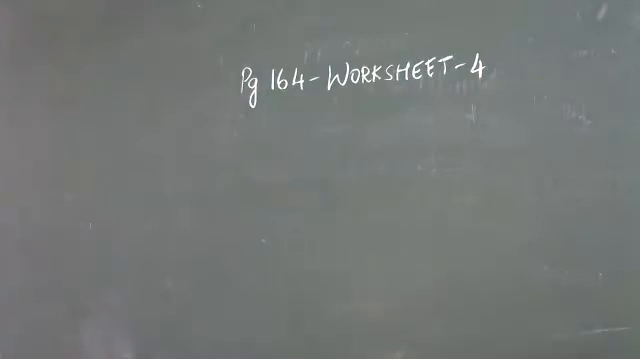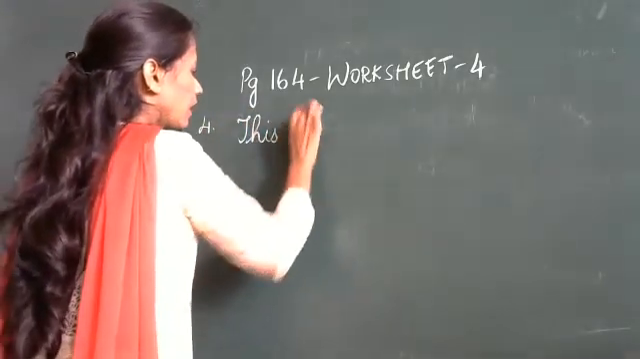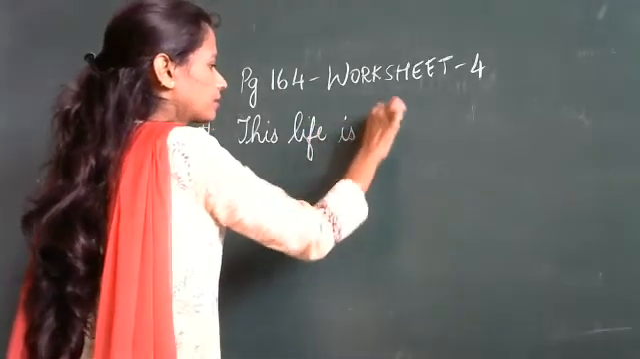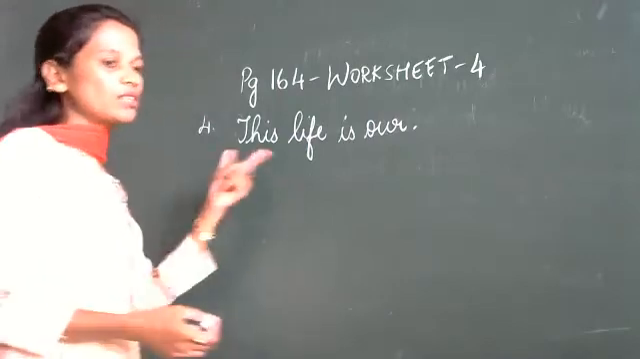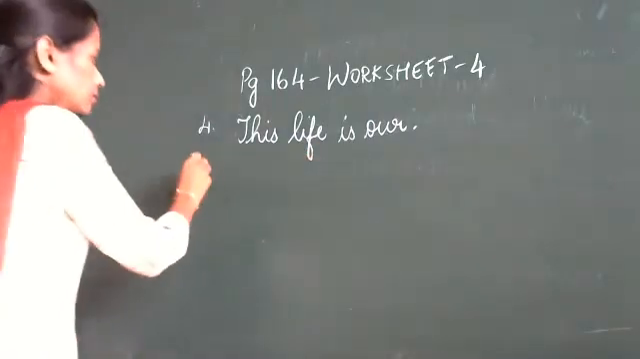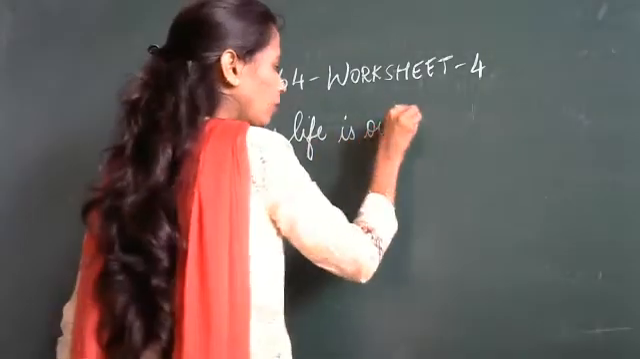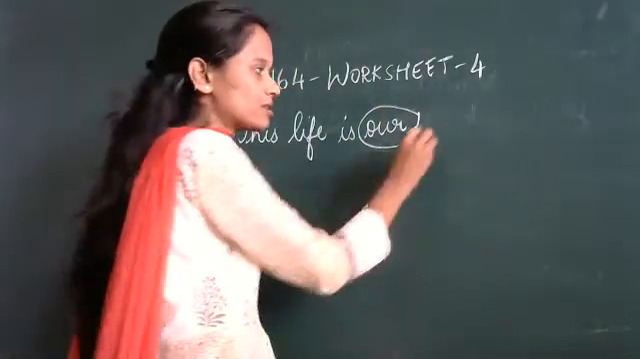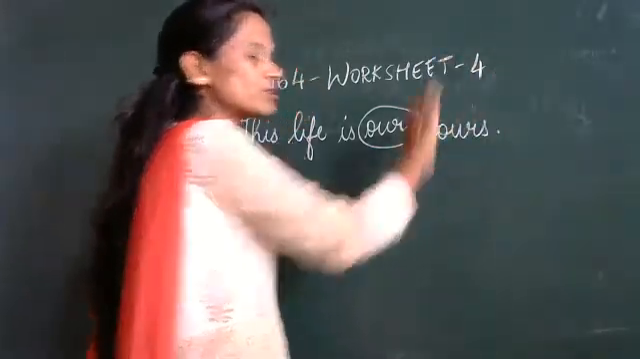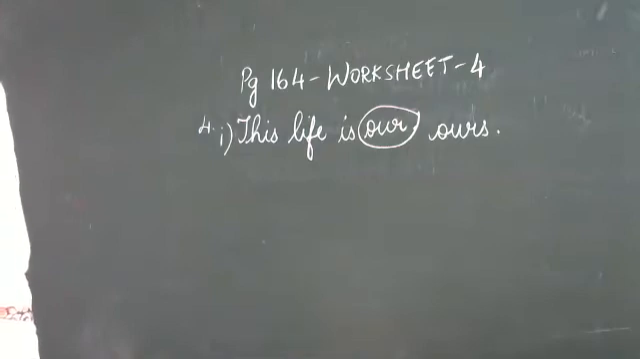Next, the fourth one, identify the incorrect pronouns in these sentences. Fourth one, this life is are. Now something is incorrect, you need to correct it. This life is are. Yes, so what you will do? Instead of this, underline it, or you can circle it, or down they have been given, you have been given sentences. You can write it, this life is ours. You don't say this life is are. You say this life is ours.